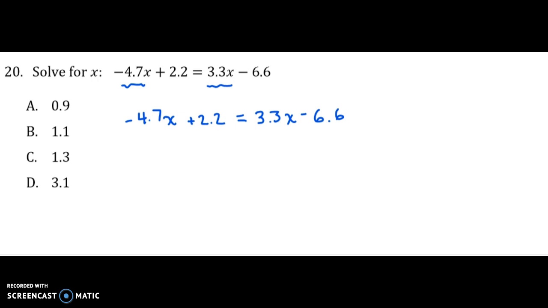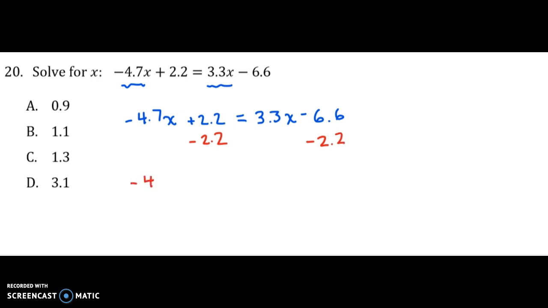Now, in order to solve this for x, what we'd like to do is move all terms to one side. So all x terms on one side and all constant terms on the other. So I'm going to start by removing the constant term from the left-hand side. So to do that, I'm going to need to subtract 2.2 from that side. And if I do it to the left-hand side, I need to subtract it from the right-hand side as well.